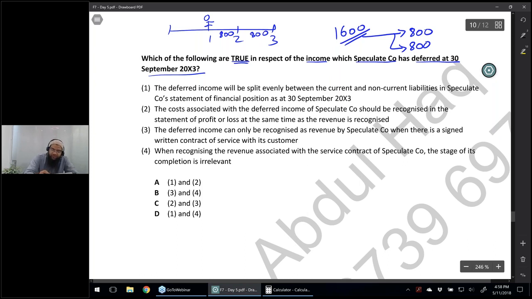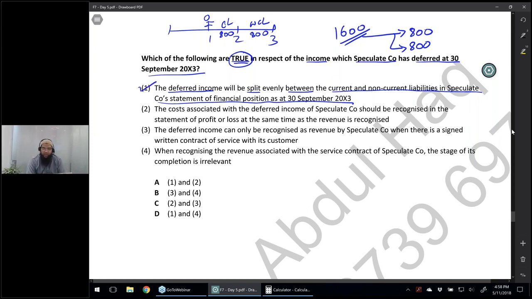Now the question says, which of the following are true? The deferred income will be split evenly between current and non-current liabilities in Speculate company's statement of financial position. So yes, this is current liability and this is non-current liability. The split is even, the same amount has been split between current and non-current. So yes, the first statement is true.